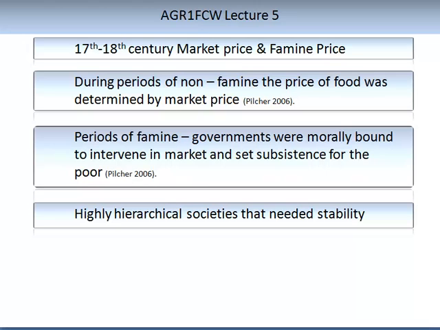The changes were witnessed in the price of food during this time. For example, during periods of non-famine, the price of food was determined by market price. When periods of famine came along, governments were morally bound to intervene in the market and set subsistence for the poor. Societies during this era were highly hierarchical in nature, and they required government intervention to ensure stability.